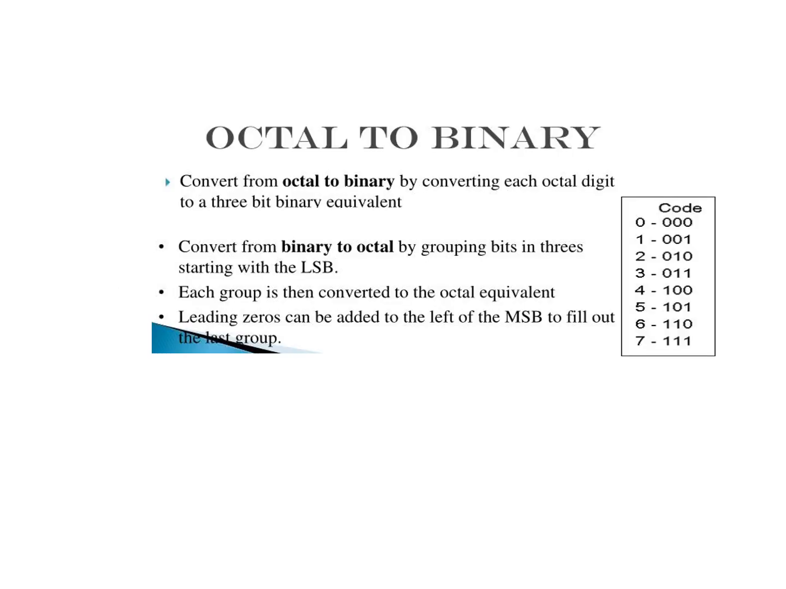Next is the octal to binary conversion. Conversion from octal to binary: firstly, convert each octal digit to its 3-bit binary equivalent. That is, octal digit 0 is converted into the 3-bit binary number 000, 1 is 001, then 2 is 010, 3 is 011, 4 is 100, 5 is 101, 6 is 110, 7 is 111. Converting from binary to octal is done by grouping bits in 3 starting from the LSB. Each group is then converted to its octal equivalent. Leading 0s can be added to the left of the MSB to fill out the last group.